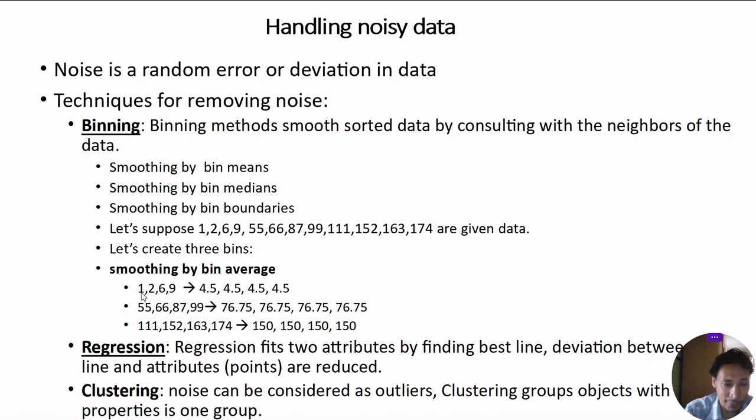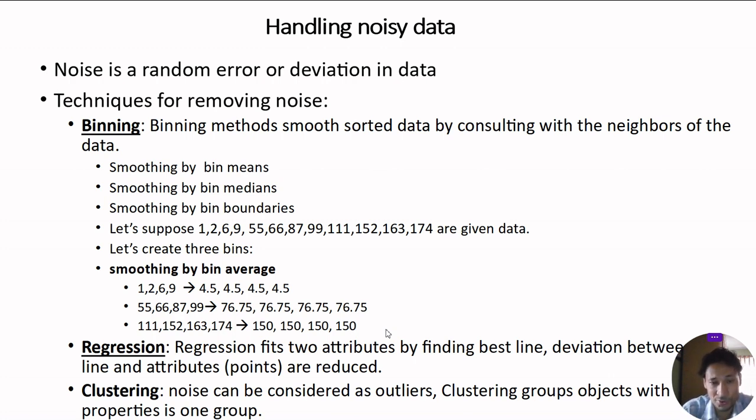Here the average of 1, 2, 6, 9 is 4.5, so we will be replacing all these values by 4.5. Similarly, in the second bin there are 55, 66, 87, 99. We will take the average of these 4 values. The average is 76.75 and we replace all the values by this average. The same thing can be done with the other bins also. So in this way we can smooth the values.